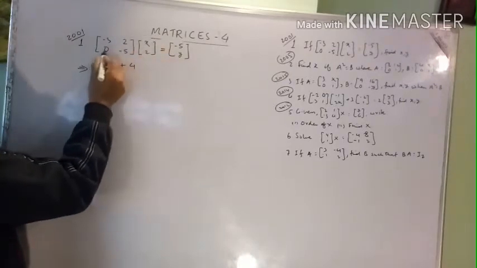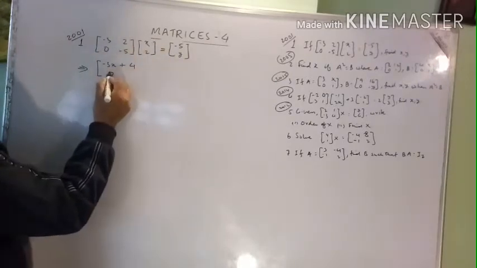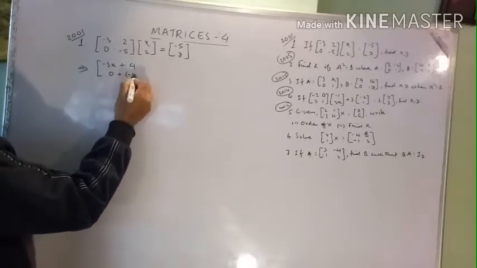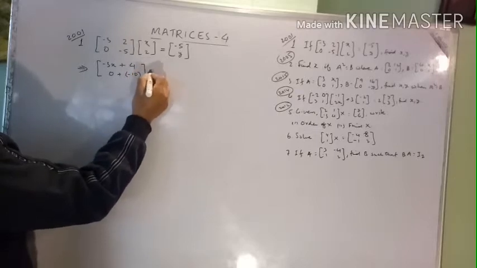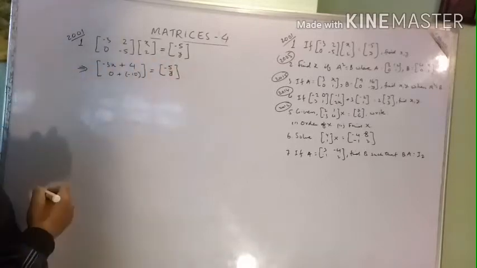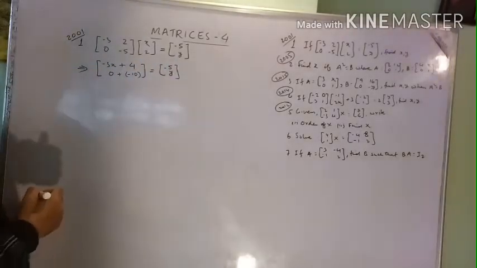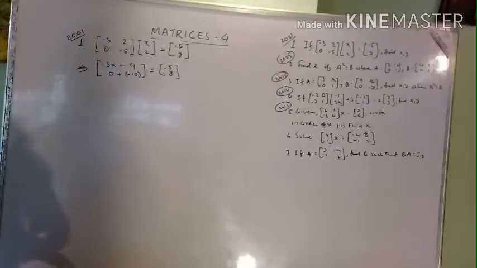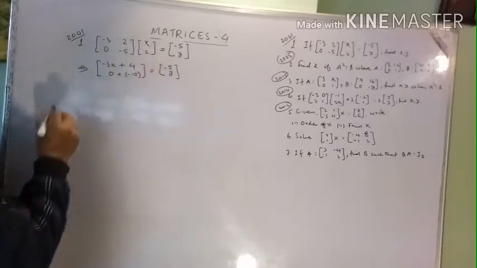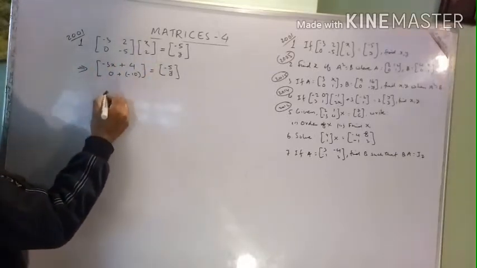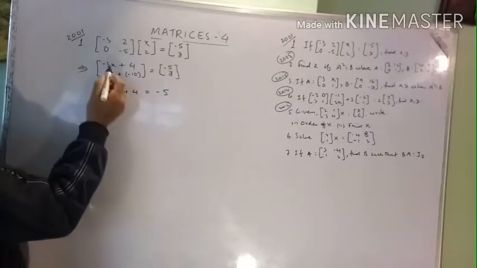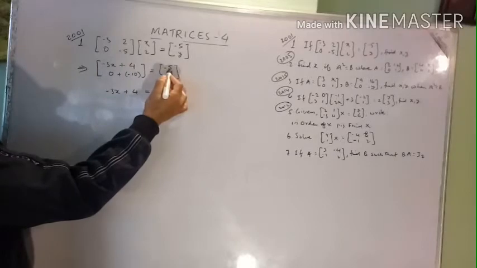Now multiply this column by second row here. 0 into x is 0, plus -5 into 2 is -10. Equal to [-5; y]. Now, since two matrices are equal, by equality of matrices, their corresponding elements must be equal. So therefore, -3x plus 4 must be equal to -5. First element of this must be equal to first element of this one.